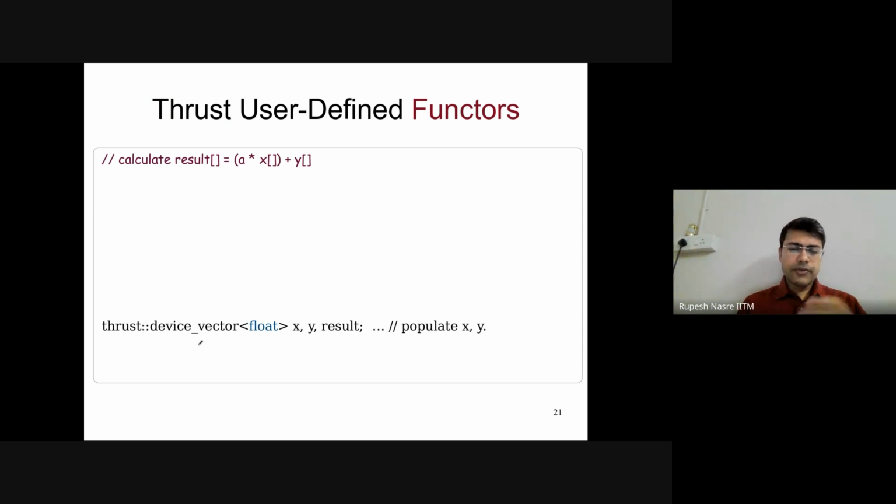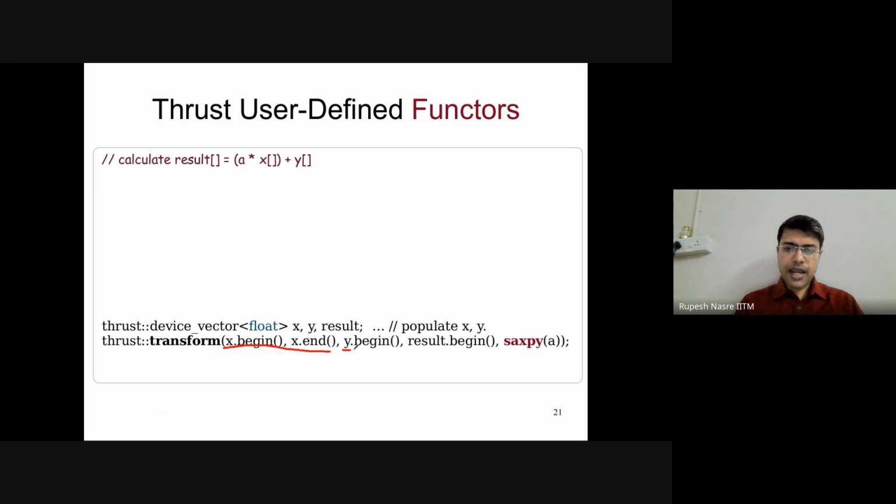So let's say that you are given this x, y and result, and we have populated x and y appropriately. And I'm going to now call a transform, right? Because I want to transform result with the values from x and y. So I'm going to give as parameters x.begin to x.end and y.begin to as many elements. Write to result, starting from result.begin, an operation which is done like this.